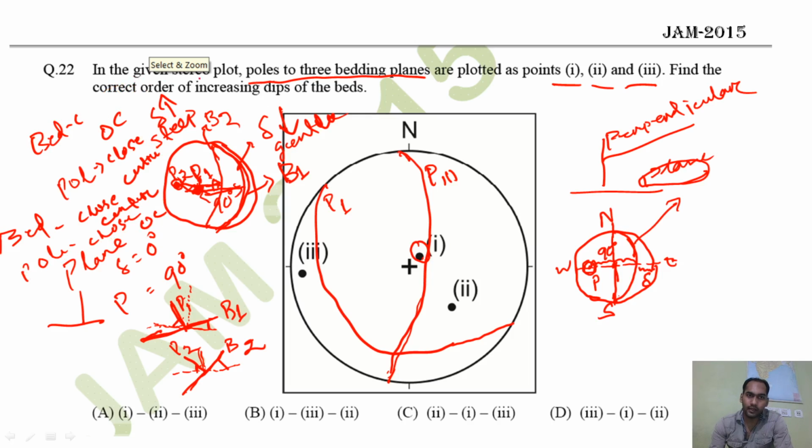So what is it asking? It is asking to find the correct order of increasing dip of beds. Find the correct order of increasing dip of beds. Okay, so the correct order is what?